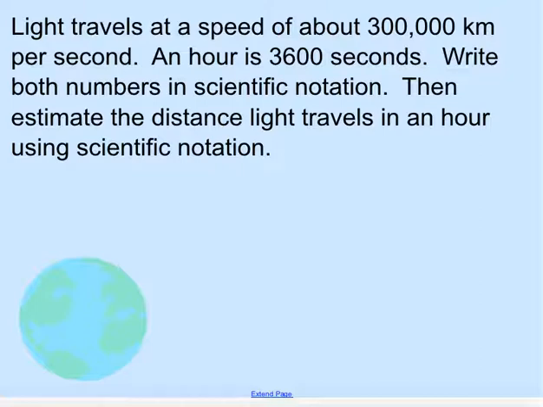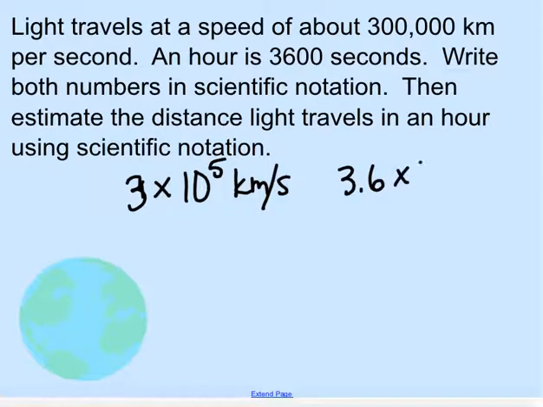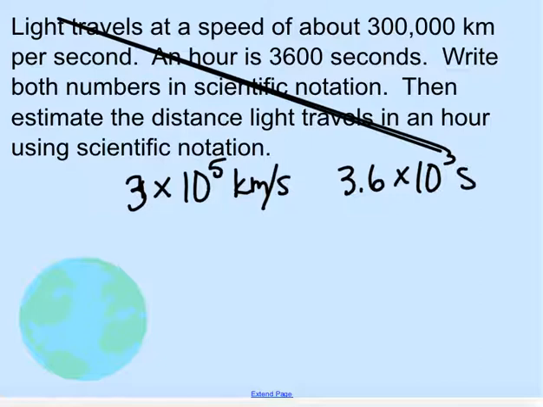So let's start with, we have 300,000 kilometers. Well, we can say that's 3 times 10 to the 5th power kilometers per second. And we have 3,600 seconds, which is 3.6 times 10 to the 3rd. That's how many seconds we have in an hour. Well, if I want to know how far light can go in an hour, I need to multiply these two together so that I can have those 3,600 seconds of moving that fast.